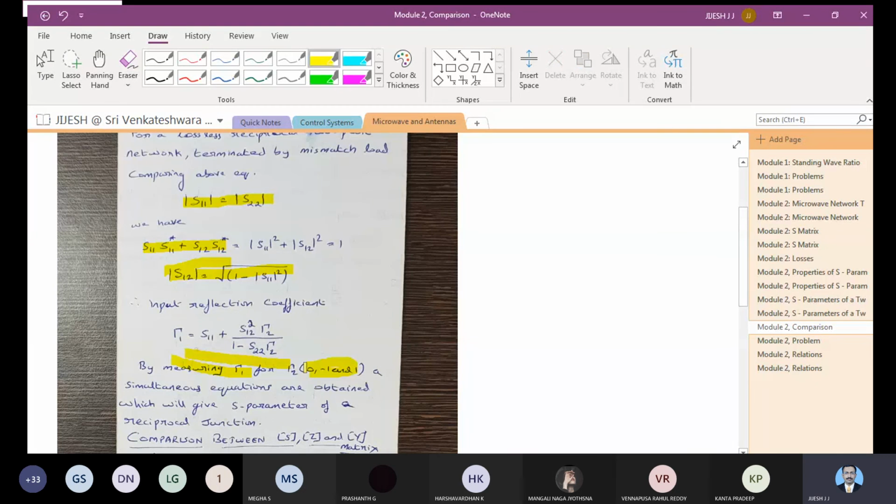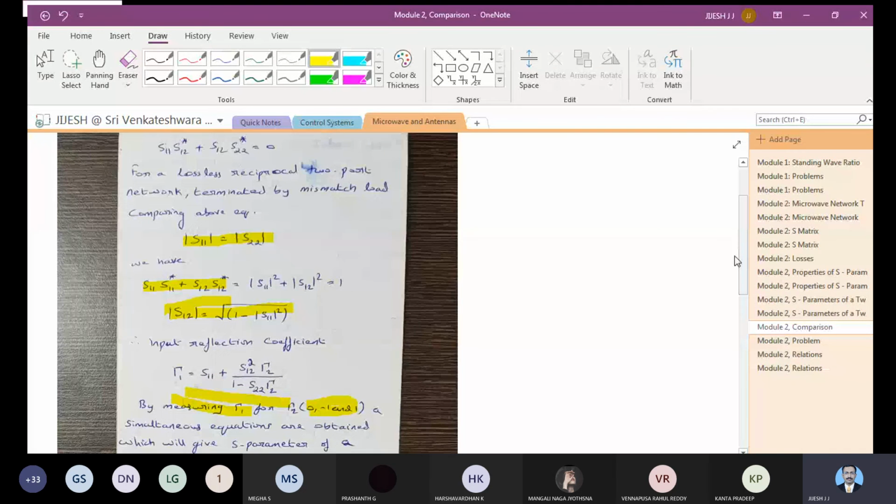So what you have to observe here is that the equations you have studied for matched network and mismatched network are entirely different.